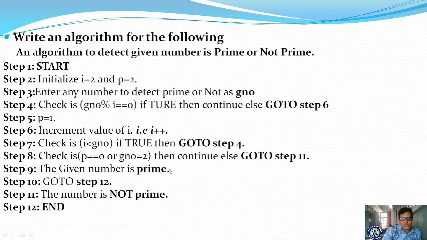I have not explained this program. I will explain this program because it is in your lab program also. After this, I will completely explain this prime number program. Then you will come to know what is happening. If P equal to 0 or G number equal to 2, then go to step 11. It immediately comes to step 11. But for a prime number here, P is assigned as 1 and it will skip step 6, step 7 and step 8.